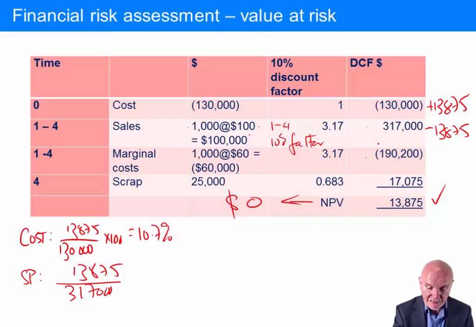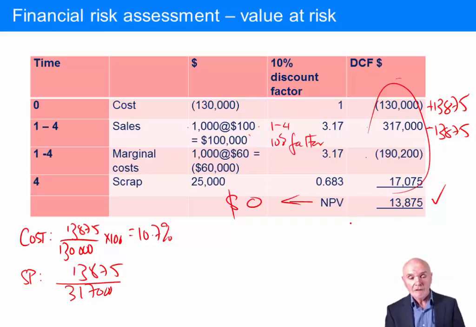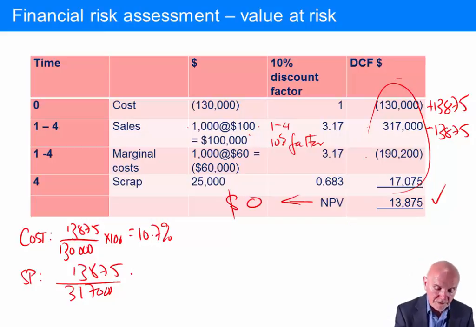So you look at it as a percentage of what you're actually changing in that column. How far could this 317,000 fall there? Well, it's 13,875 divided by 317,000. It's about 4.4%.